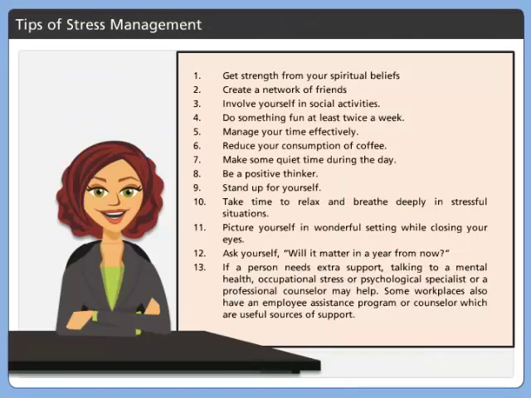Tips of stress management: 1. Get strength from your spiritual beliefs. 2. Create a network of friends. 3. Involve yourself in social activities. 4. Do something fun at least twice a week. 5. Manage your time effectively. 6. Reduce your consumption of coffee. 7. Make some quiet time during the day. 8. Be a positive thinker. 9. Stand up for yourself. 10. Take time to relax and breathe deeply in stressful situations.